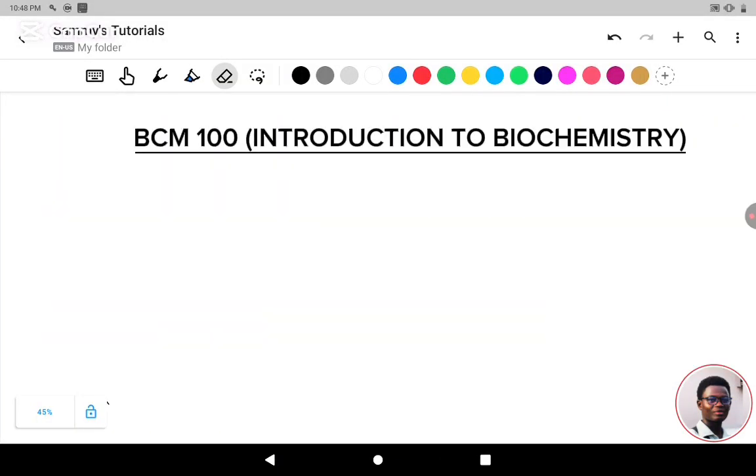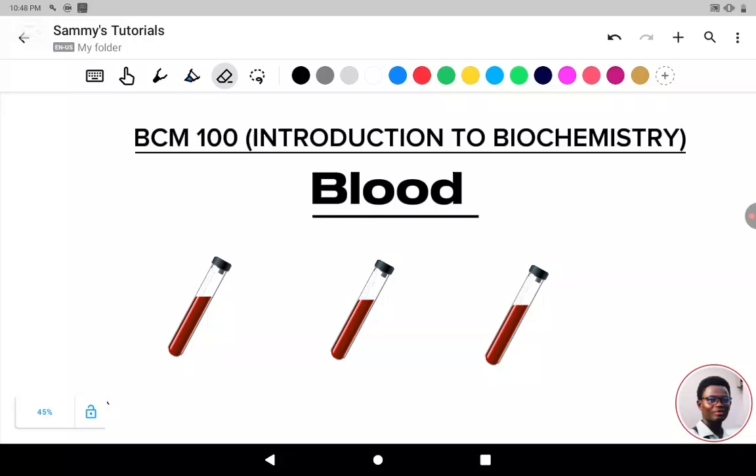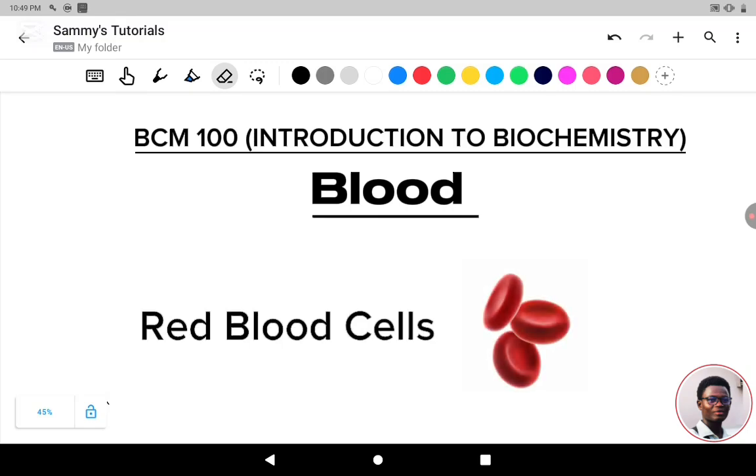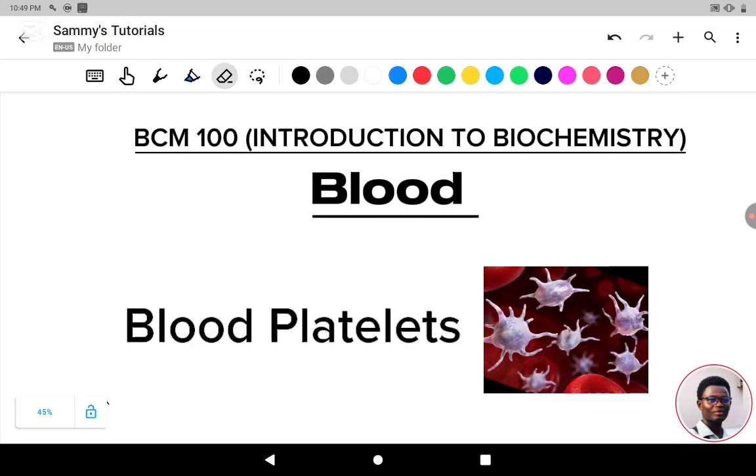Alright, today's biochemistry class, we are going to talk about blood. First of all, we're going to get the definition of blood. So what is blood? According to science, blood is a specialized fluid tissue containing approximately 55% of plasma and 45% of formed elements. The formed elements are the red blood cells, the white blood cells, and the blood platelets.